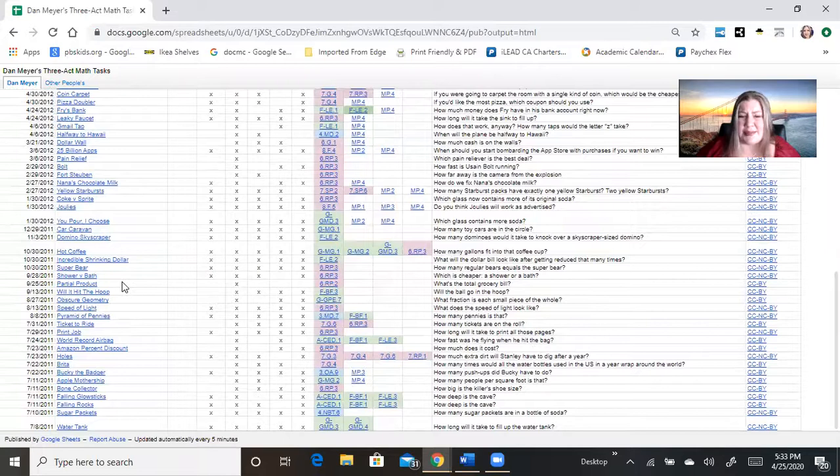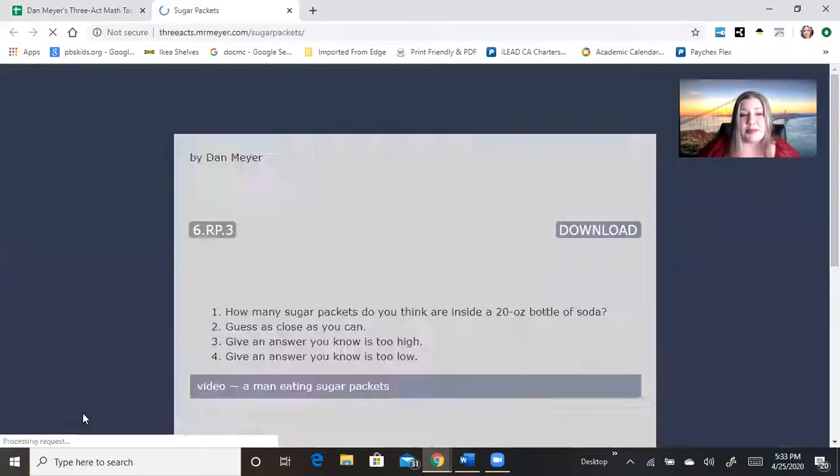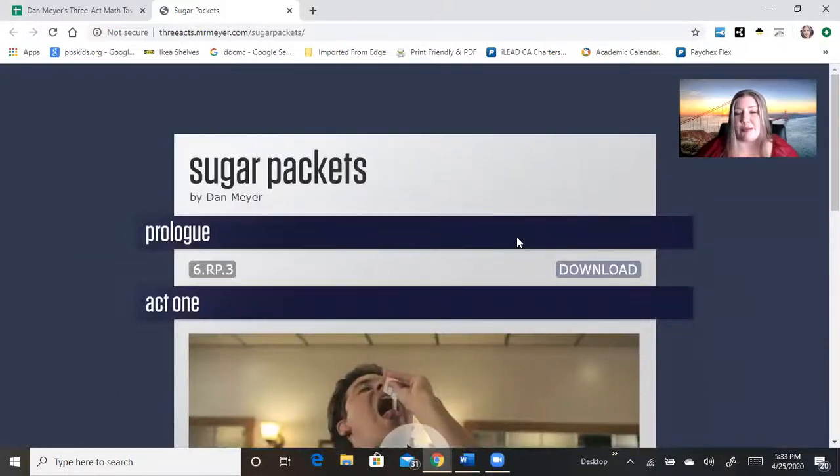So what does that mean, three acts? Well, I think it's easiest if I just show you. So I'm going to show you one of my favorites. It's called sugar packets. This one I'm going to walk through with you, and then I'll pose one for you to try on your own.